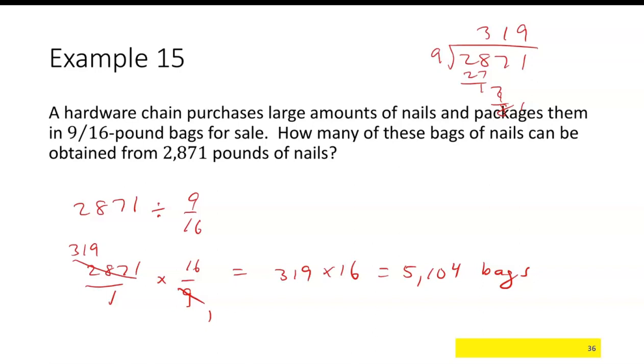So if you have 2,871 pounds of nails and you're dividing them into packages of 9/16 pound bags, you can make 5,104 bags of nails.